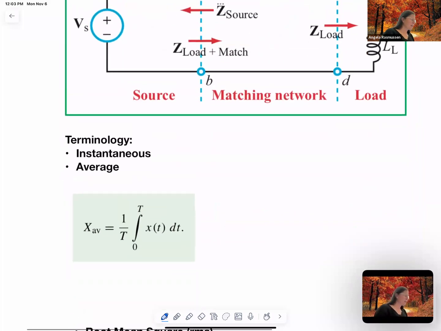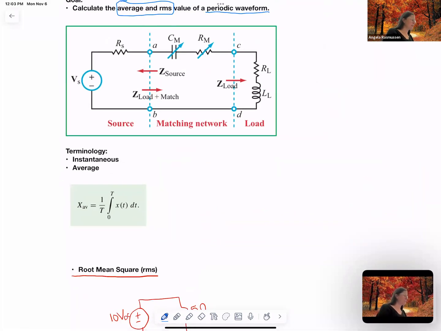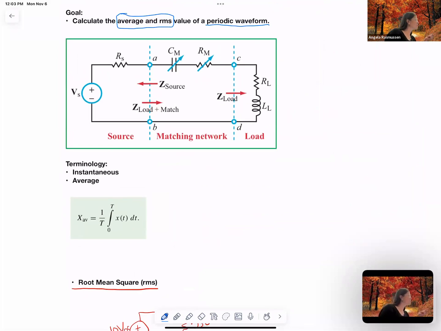So there's also instantaneous and average. Anybody know what it means when I talk about an instantaneous value? It's at one point. So if it's a periodic waveform, it would be at that specific one time. At one time, what is that value? Average is going to be over a time period because it's periodic. It's going to be varying over that time, and that's going to be averaged.